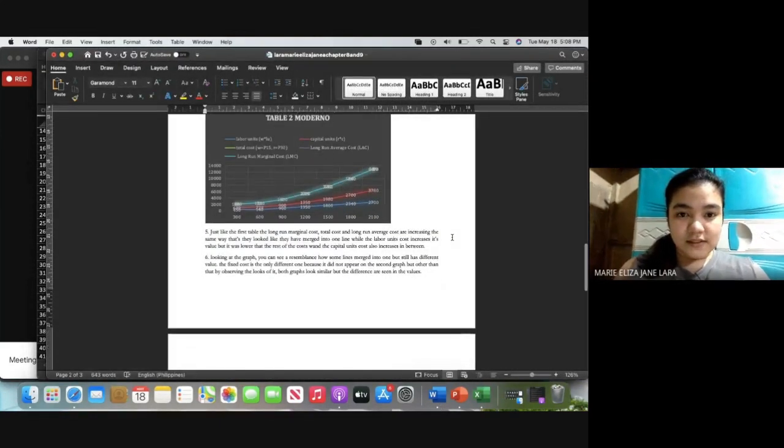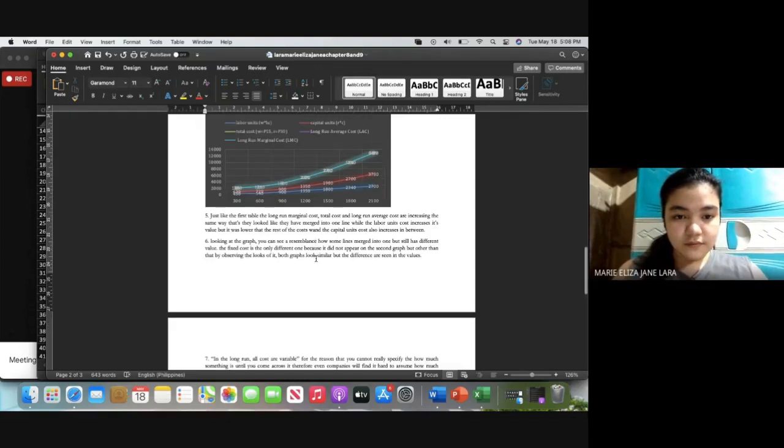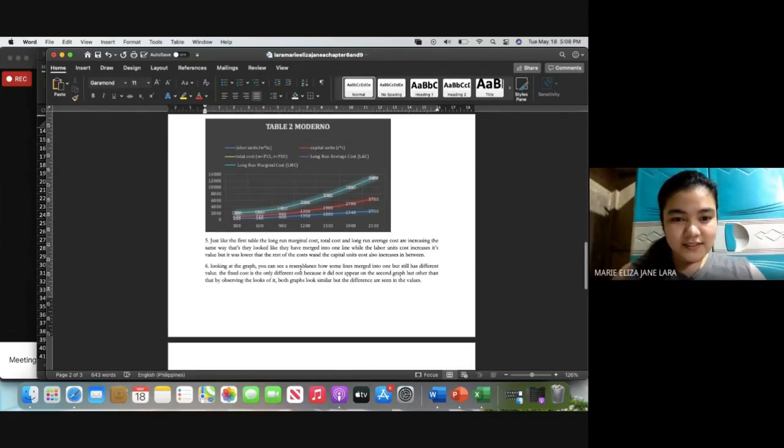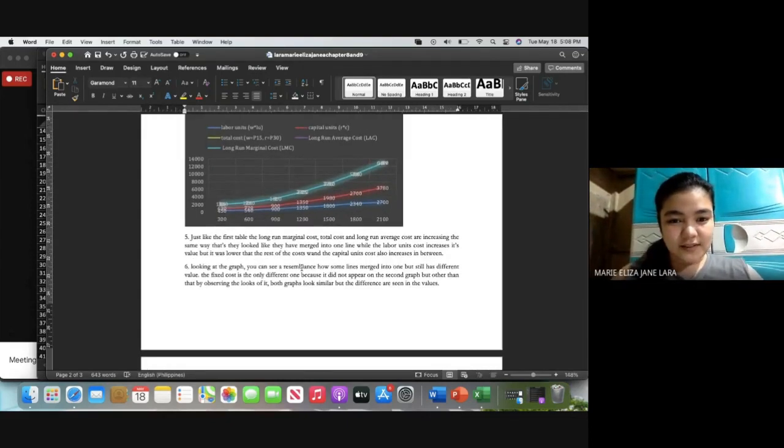For the second graph, just like the first table, the long run marginal cost, total cost, and long run average cost are increasing the same way that made them look like they have merged into one line. While the labor unit cost increases its value, it was lower than the rest of the cost, and the capital unit cost also increases in between.